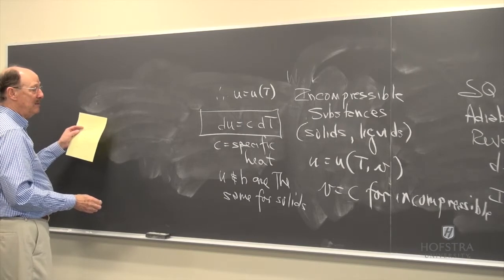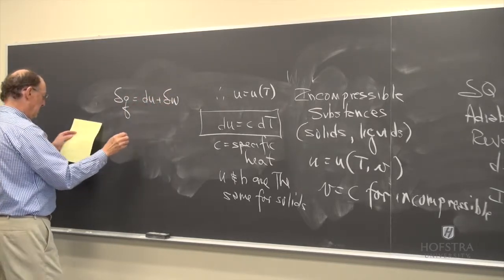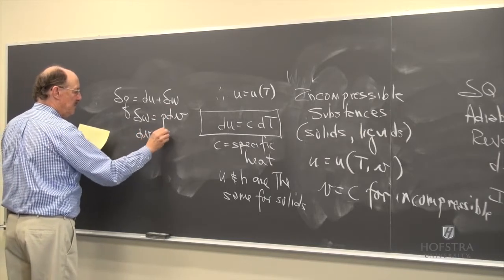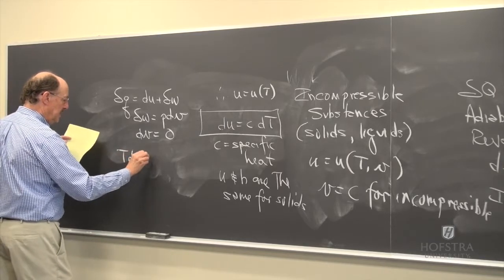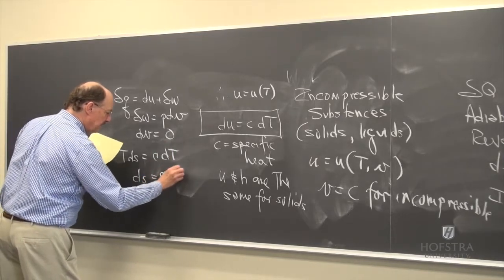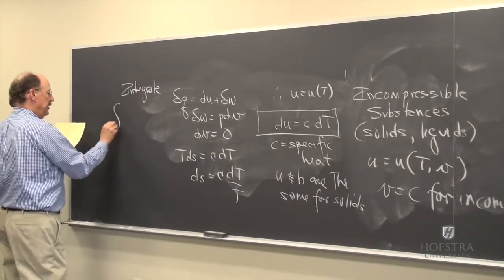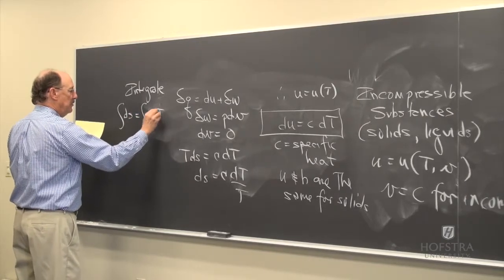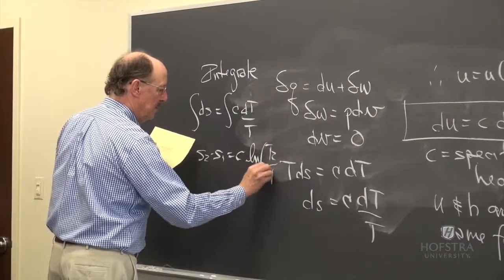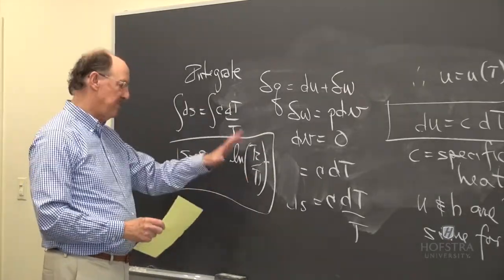If we want the internal energy of a solid, we can find its change here. If I look at the expression for the first law, del Q is equal to du plus del W, where del W is equal to PdV, dV is equal to 0, and so TdS is equal to C dT, or dS is equal to C dT over T. And if I integrate that, I have the integral of dS is equal to the integral of C dT over T. We have that S2 minus S1 is equal to C times the log of T2 over T1. And so we can use this form for the change of entropy for a solid.